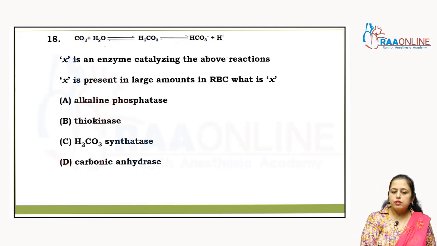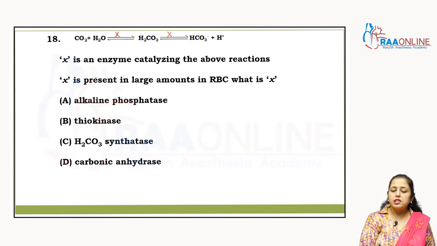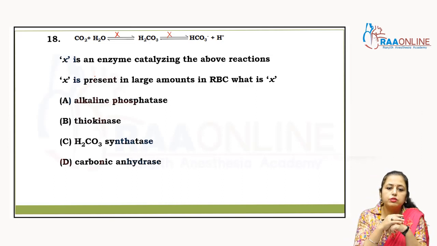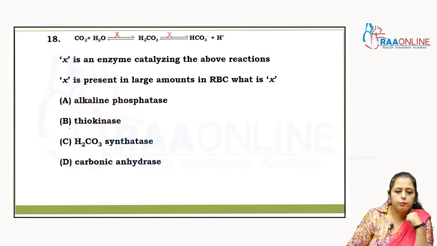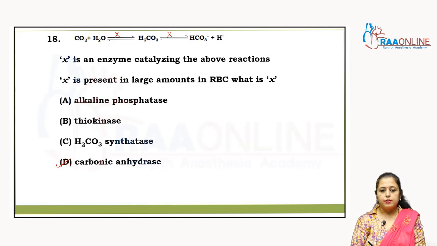Now this is the reaction which was solved just in the previous summary, right? X is an enzyme, and X is here. It is talking about the carbonic anhydrase enzyme that catalyzes the above reactions, and it is present in large amount in RBC, right? It is present in RBC as well as plasma both, but when we talk about the large amount, then the large amount is present in the RBC. So the answer is the carbonic anhydrase.